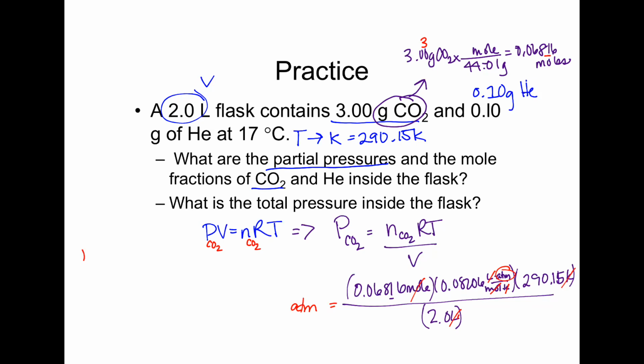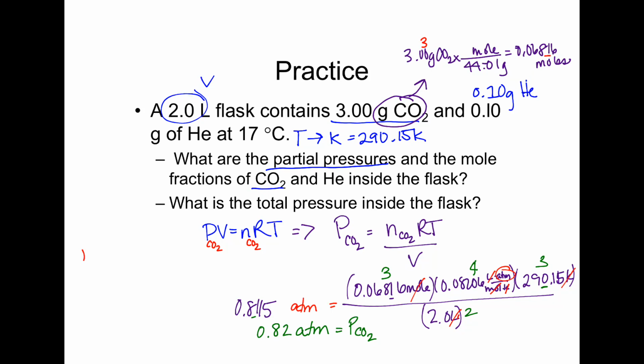And on my calculator, I got 0.8115. For sig figs, this had 3, this has 4, this had, it's 17, so that's the ones place 3. This has 2, so I can only mark it as 2, be 0.82 atmospheres. And that is my pressure for my carbon dioxide. We also call it the partial pressure of carbon dioxide at these conditions.